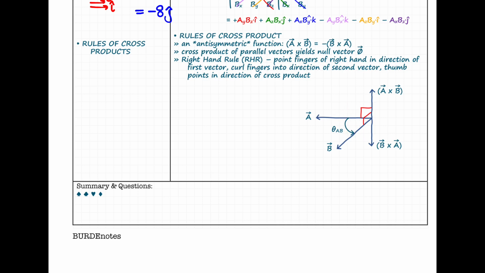So in this case here, your hand is going sort of like this in the direction of vector A. When you curl your fingers, they are curling this way, which is curling into the direction of vector B. Then your thumb points in the direction of your cross product. Your thumb points straight up, which would be in the direction of A cross B. So the right-hand rule is one method that you can use to estimate the direction of the cross product, and then you can use one of the equations above to find the components or find the magnitude.